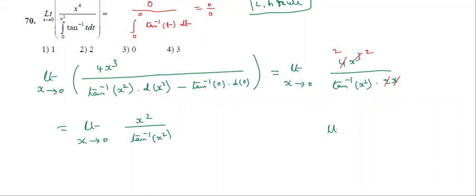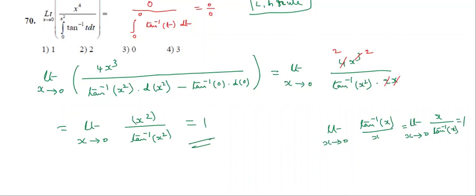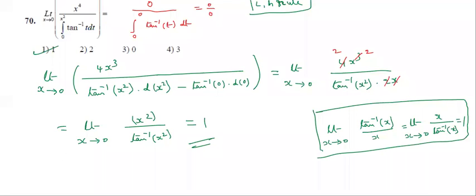We know the formula, limit x tends to 0, tan inverse of x by x, or limit x tends to 0, x by tan inverse x, that value should be 1. Yes or no? So here tan inverse x square by tan inverse of x square, that value should be 1. That is a standard result. So the correct answer is the first option.